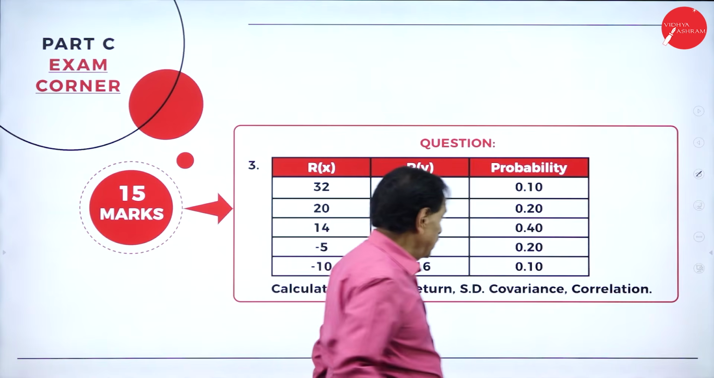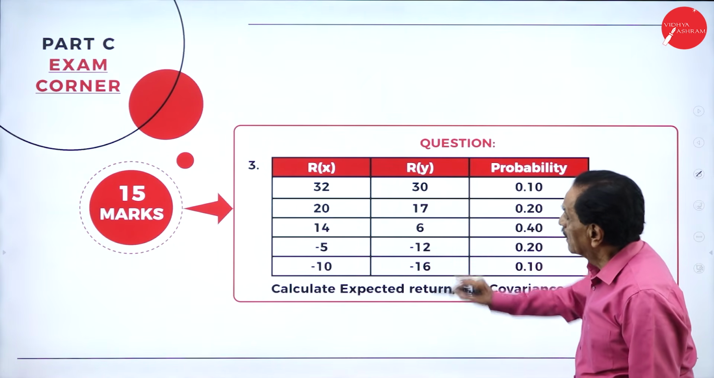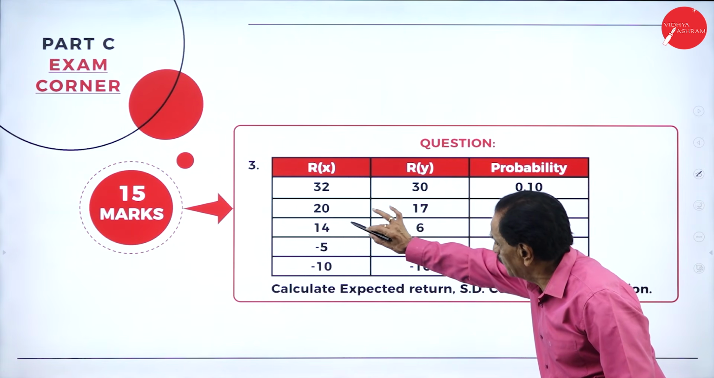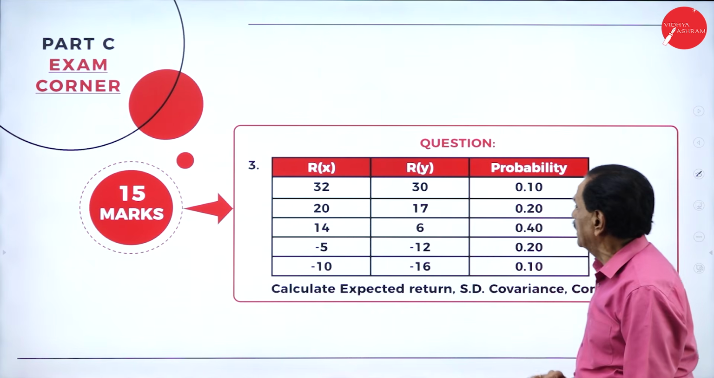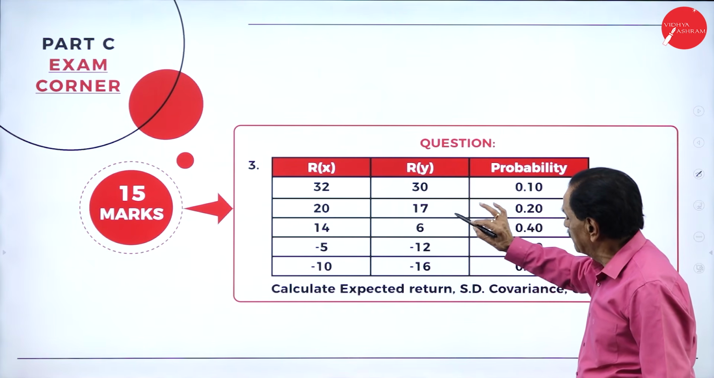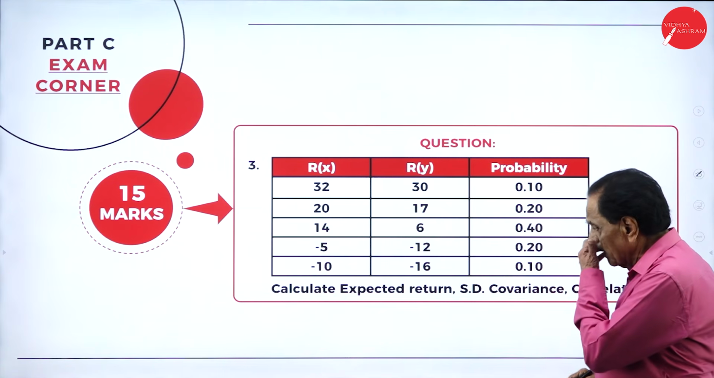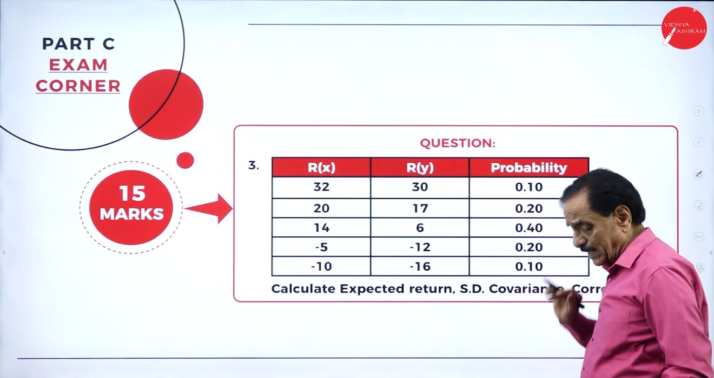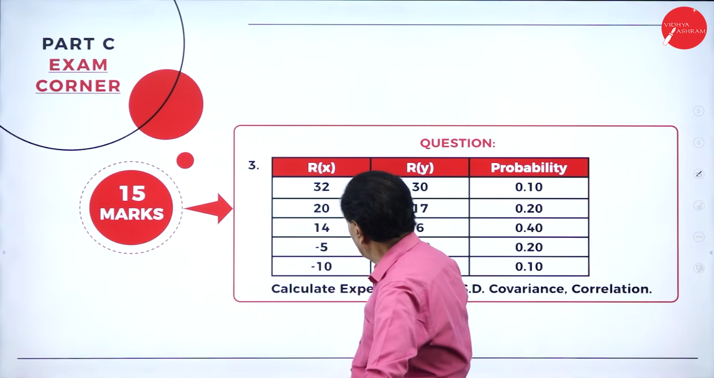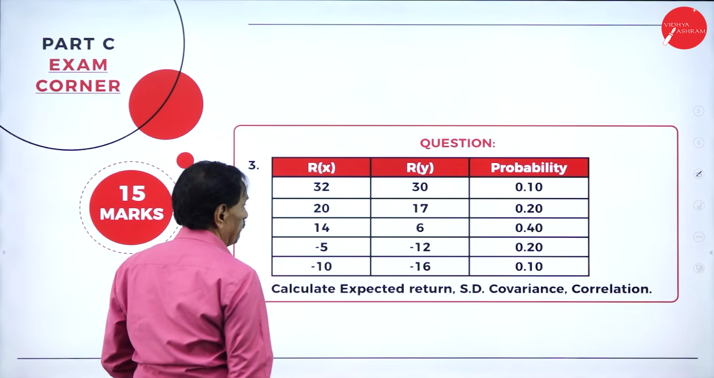So here, this question goes like this. Return of x: 32, 20, 14, minus 5, minus 10. Return of y: 30, 17, 6, minus 12, minus 10. Probabilities are given. Calculate the expected return, he says. So we'll go one by one.